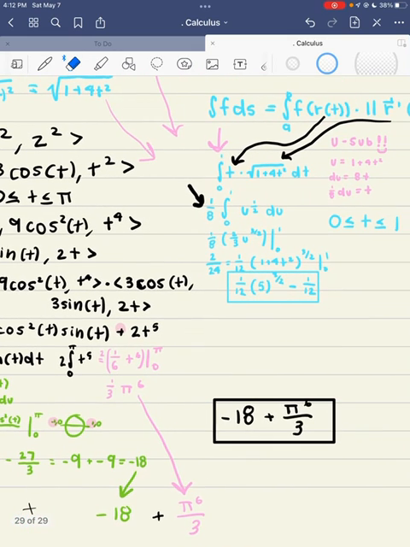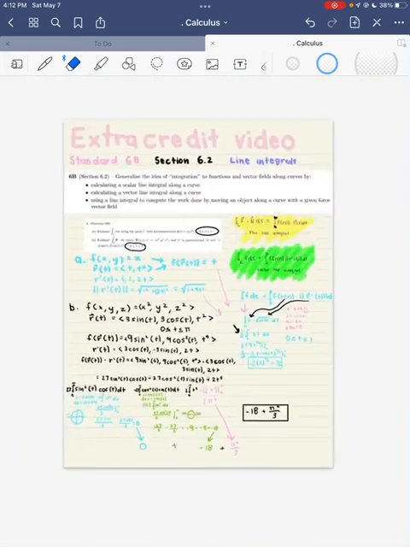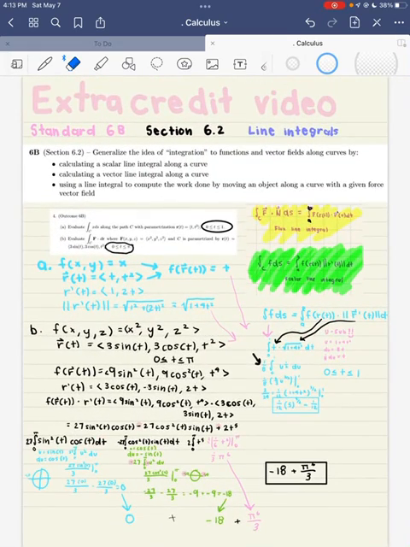Anyways, so then our final answer was negative 18 plus pi to the sixth over 3. So that is how I did standard 6B. Thank you.